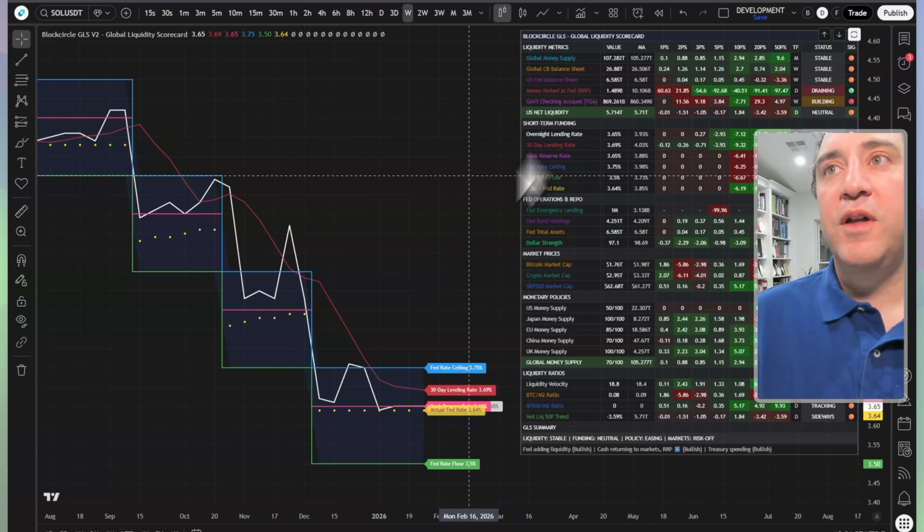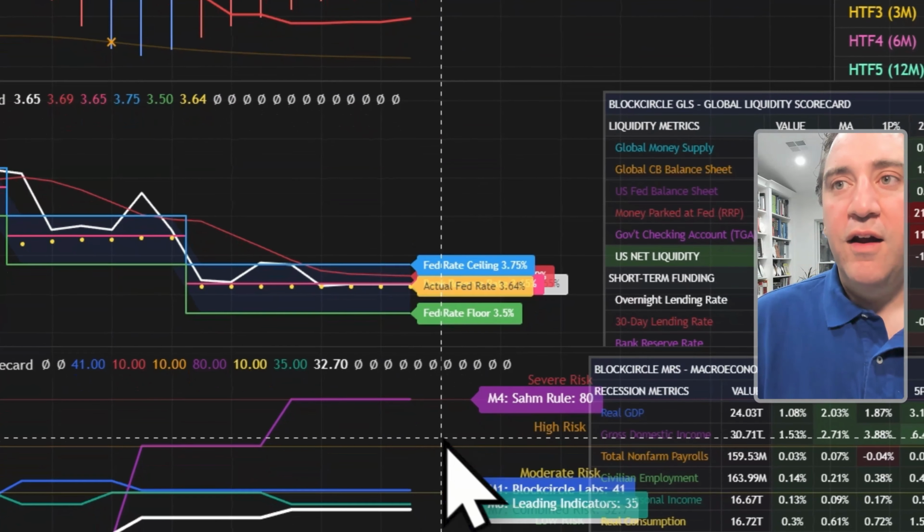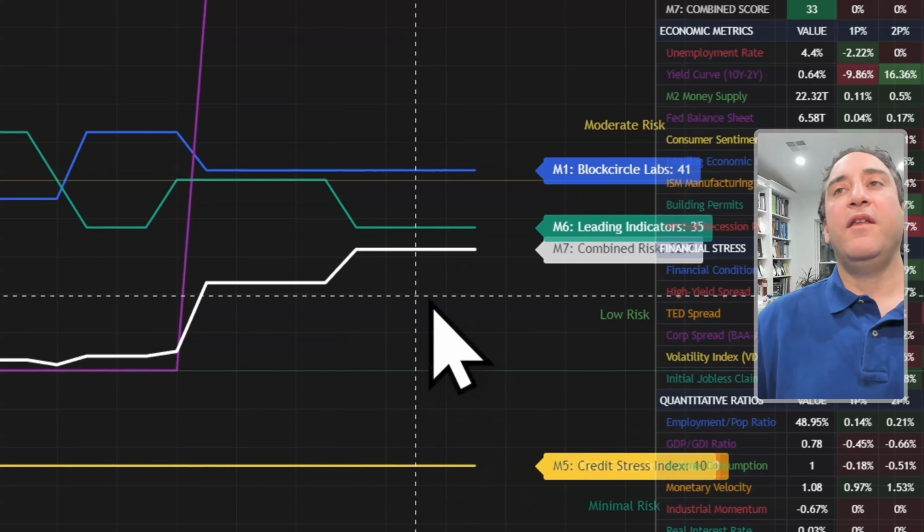So this is the Global Liquidity Scorecard. It's very valuable. It's first of its kind, and so that really covers that.